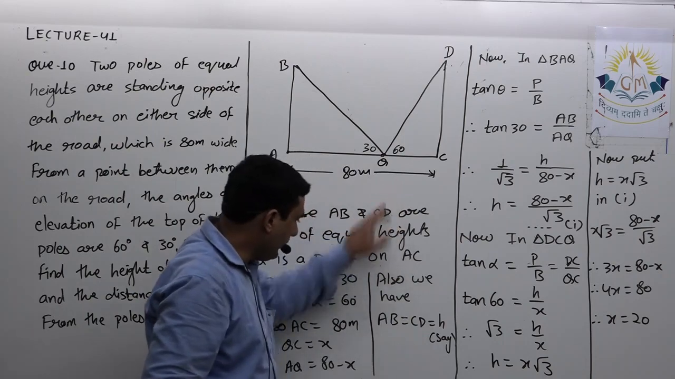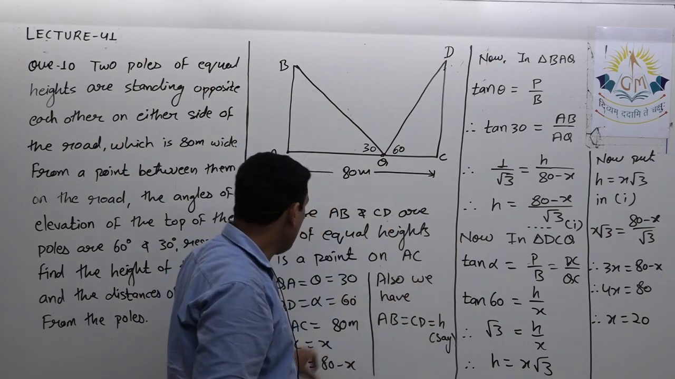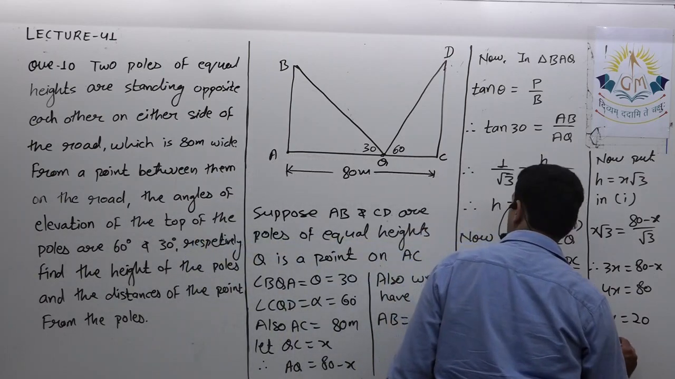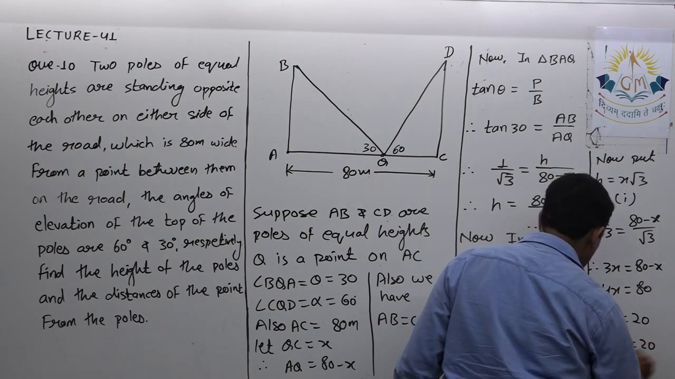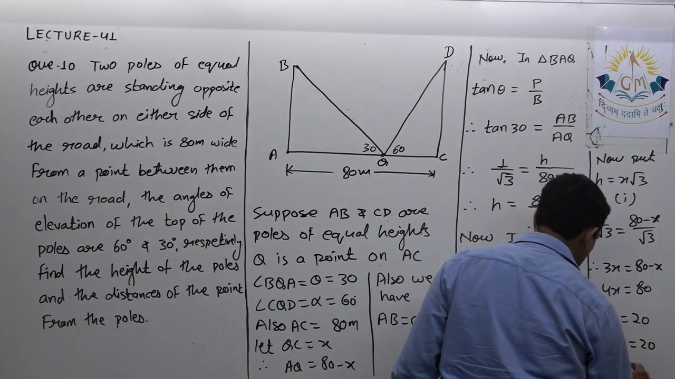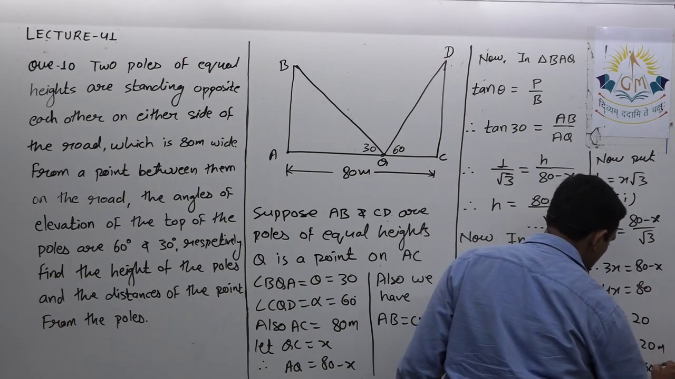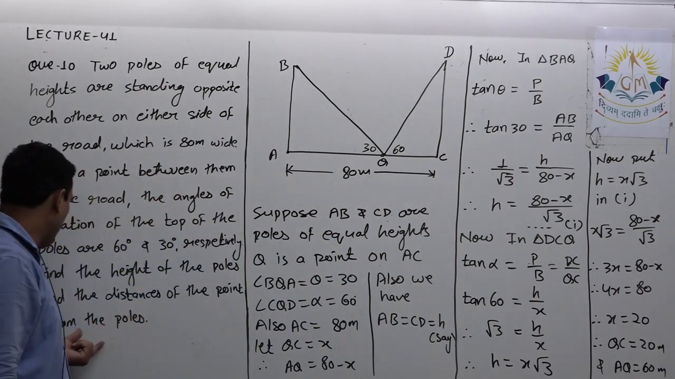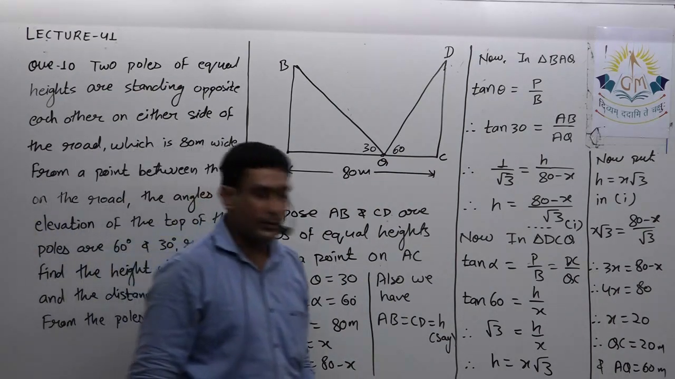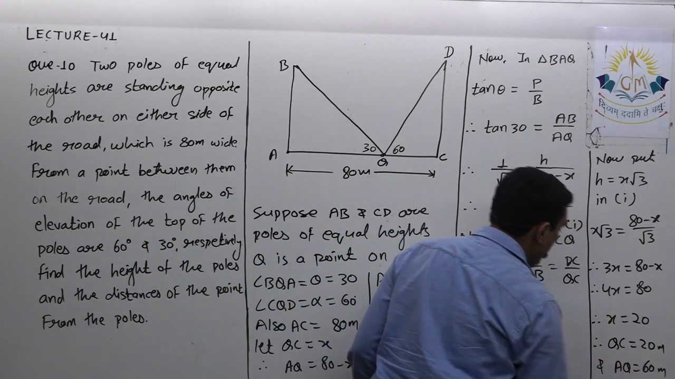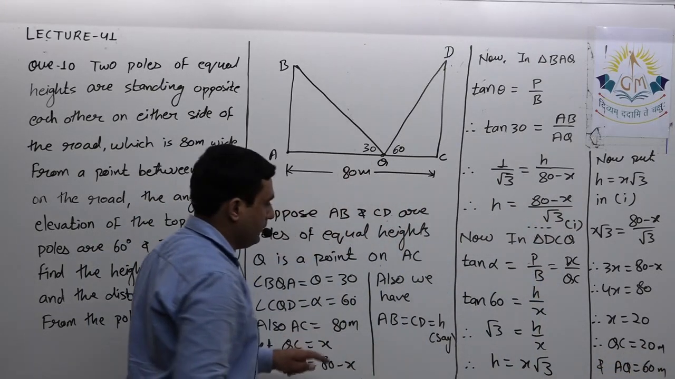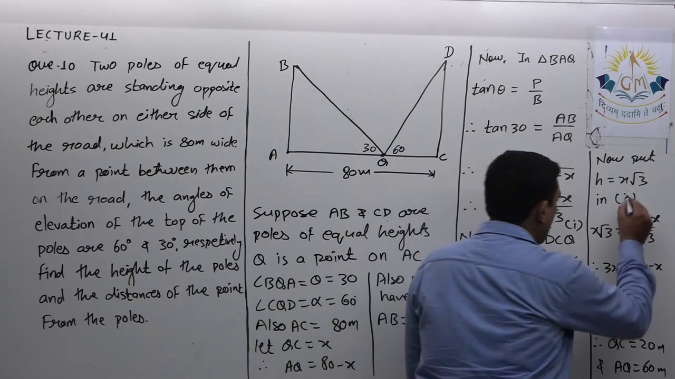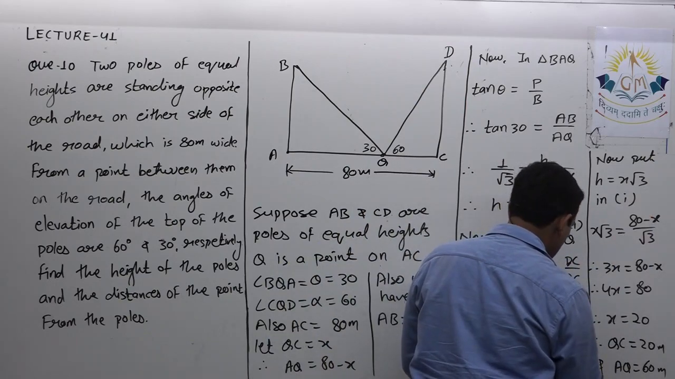So X is equal to 20, that means I can say QC is equal to 20 and AQ is 60. Therefore I will write QC is equal to 20 and AQ is equal to 60 meters. Okay, so here the second thing, that the distances of the point from the poles are 20 meter and 60 meter respectively. Okay, now what we need to find is H. For that, if I put X equal to 20 over here, I will get it. So let this be equation number 2.